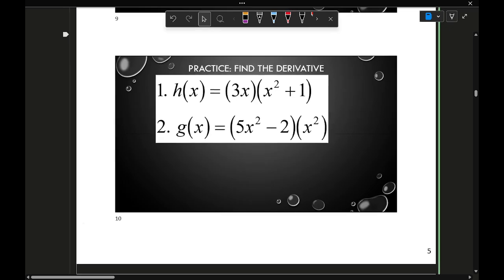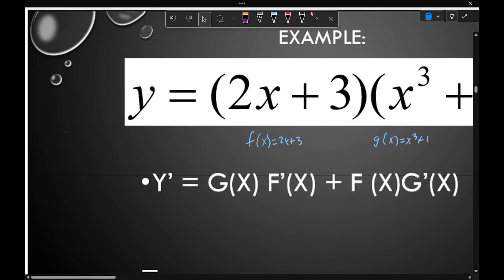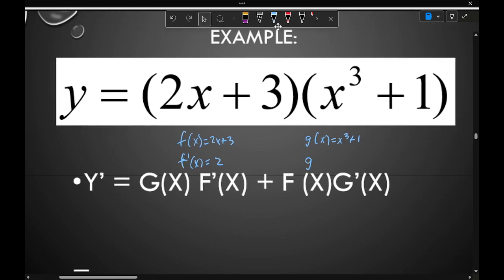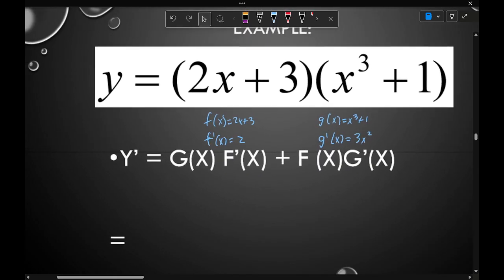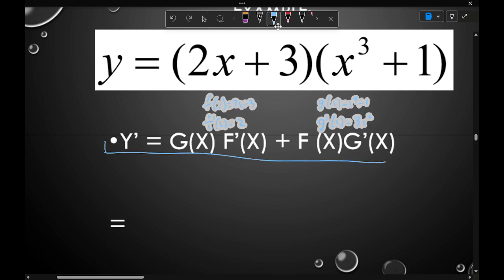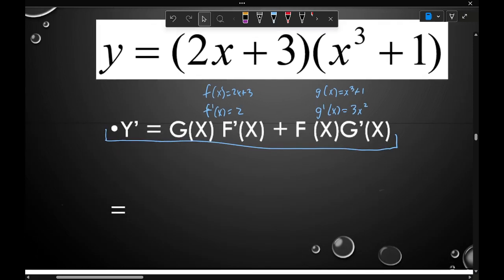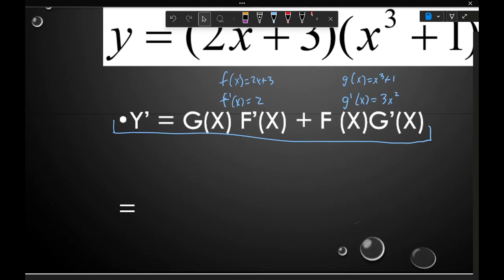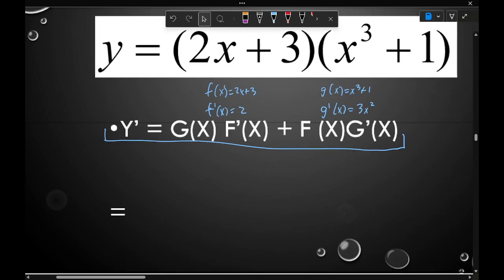So f prime of x equals 2, and g prime of x equals 3x to the second, using the power rule, 3x and then 1 less. So now that we have all of that, we can just plug stuff into this handy dandy formula right here. And for the first few times that you do this, I'd just look back at the formula. Once you do it a few times, it'll kind of just become second nature. You'll remember it pretty easily. But for the first few times, just look at it and you'll get used to it pretty quickly.